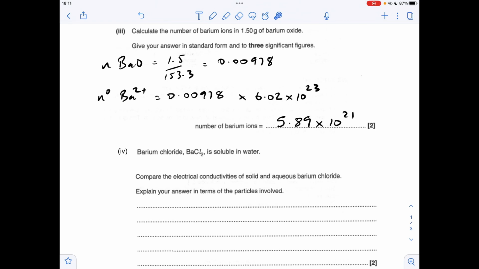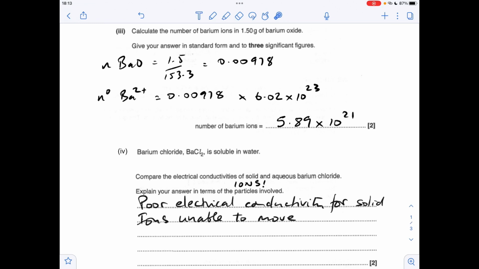And the last part of this question, so we're told barium chloride is soluble in water. Compare the electrical conductivities of solid and aqueous barium chloride. So the key thing here is the type of particles involved. It's not electrons, it's ions that are carrying the charge. So in the solid state, the ions are all held in the lattice, they can't move, so it's a poor electrical conductor. However, if you dissolve it in water, the ions are now free to move, they're mobile, and so it has good electrical conductivity when aqueous.